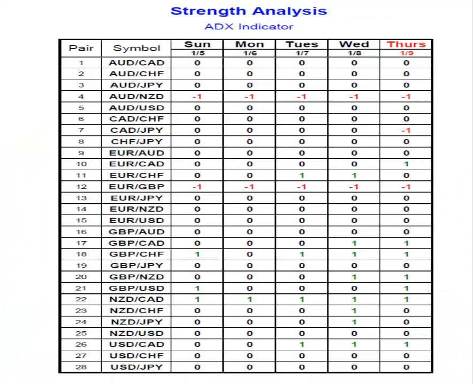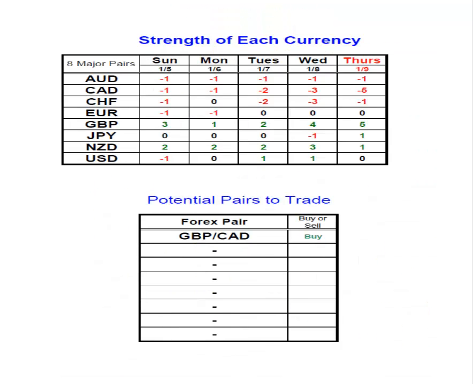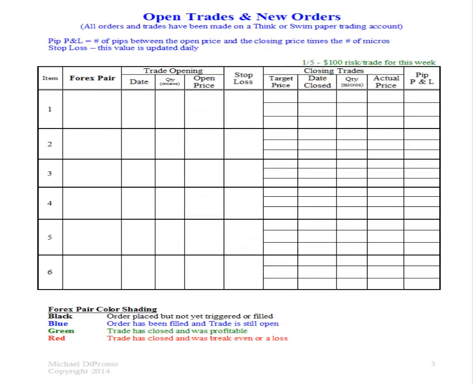Here's the ADX analysis for January 9th. Please compare this with the results of your analysis. From the ADX analysis and the strength calculator, we have the following currency strengths. There's one strong currency and one weak currency. The qualified pair is the pound Canadian dollar.